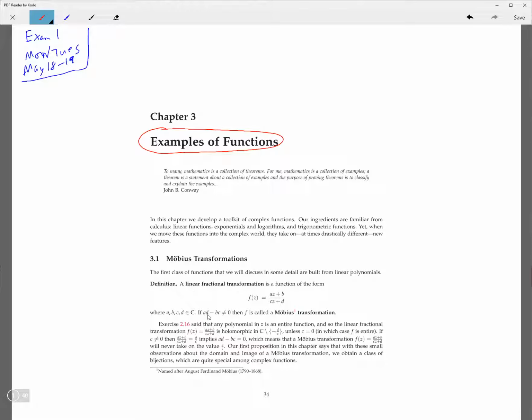Okay, if AD minus BC is not equal to 0, that's the Mobius transformation. If this were 0, then what that means is that everything could cancel to like a constant.